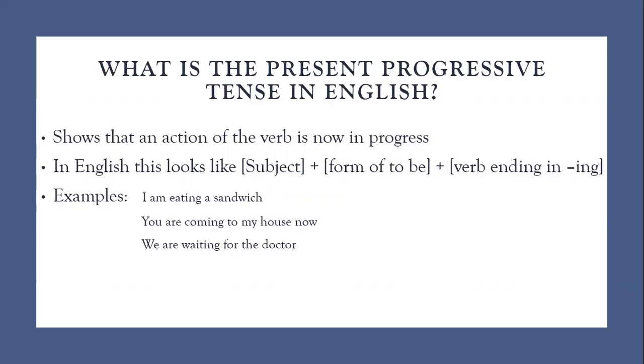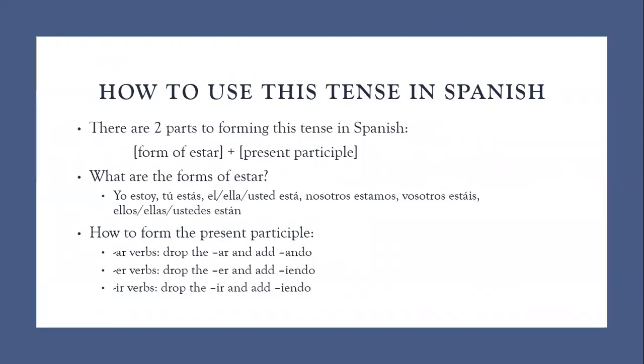So in English, you can have I, you, he, she, we, they, and then you have I am or is in English. Then you have a verb that ends in ing. So in this case, we have eating, coming, waiting. Okay, pretty simple. So now let's look at this in Spanish.